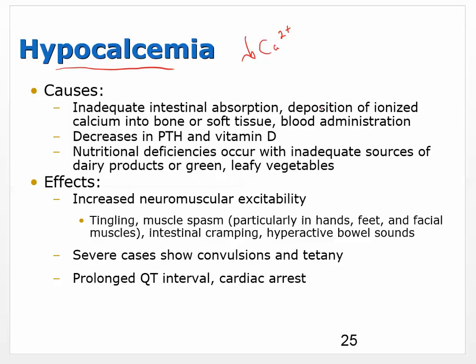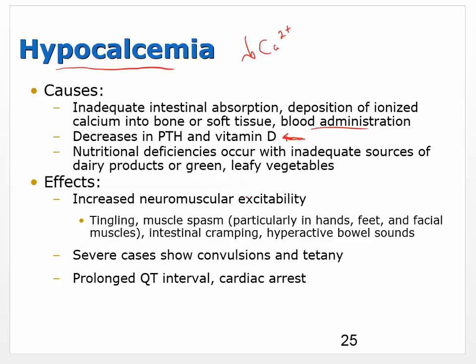Blood administration, which we'll talk about when we talk about clotting. So decreases in parathyroid hormone and vitamin D can cause hypocalcemia because you're not going to be able to reabsorb it from the kidneys and from the bone. Nutritional deficits, that makes sense if you're not getting enough of it in your diet.